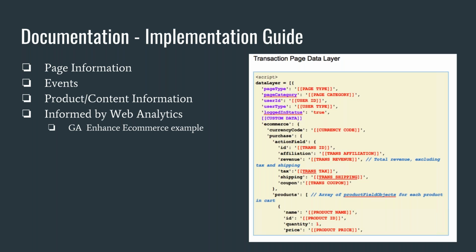What this allows us to do, if we have this implementation guide, is that on each different page and each different event, we know exactly what the structure of the data layer should look like. We know what those variables should be, we know the nomenclature and what they should be named, and we also know what those values should be.